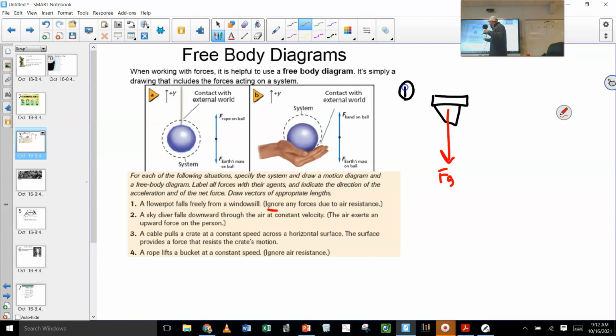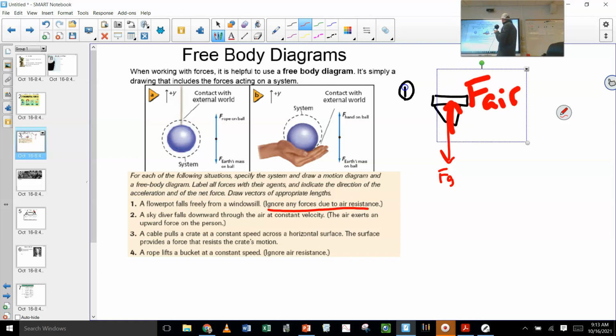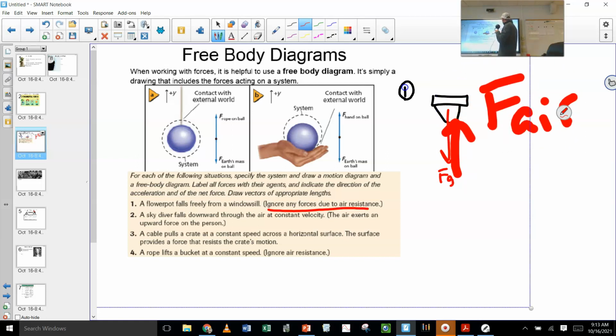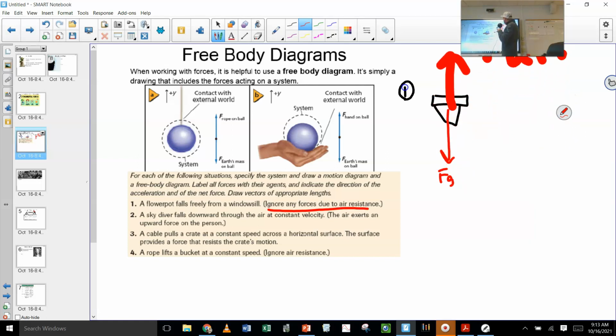Now it says ignoring any forces due to air resistance. If there were forces of air resistance, I could put them in. Maybe the force of air resistance is really small. Maybe the force of air resistance is really big. It all kind of depends, and we'll get into the depends later on. But suffice to say for right now, they're just saying to ignore that, so we're going to take it out.